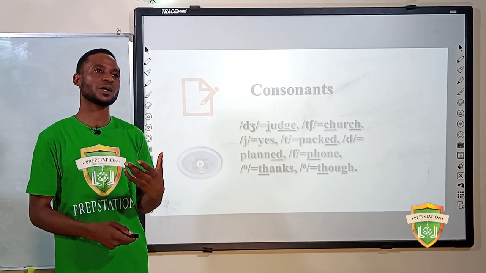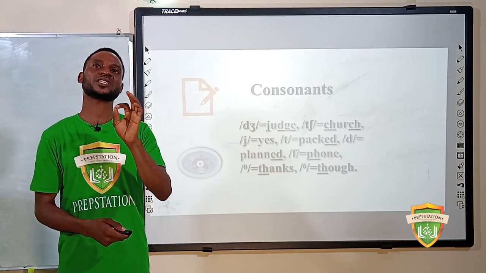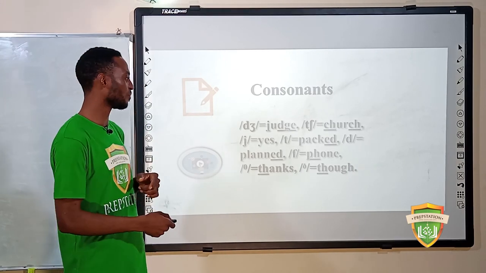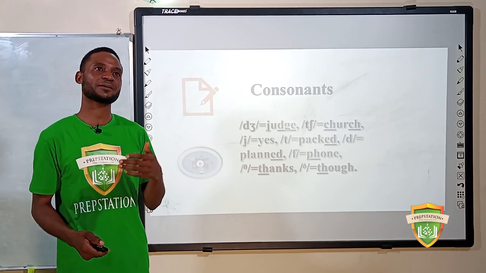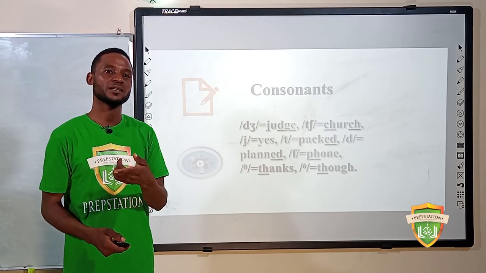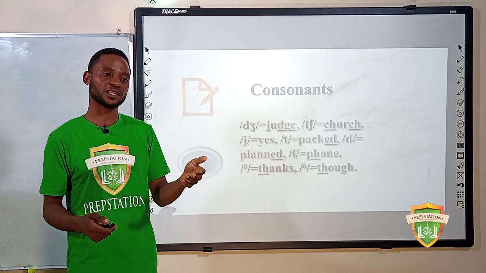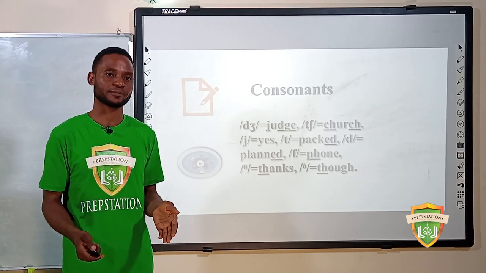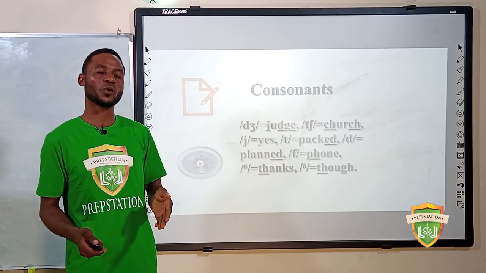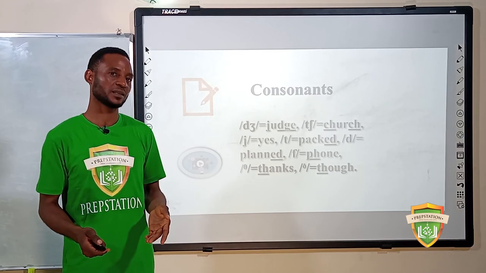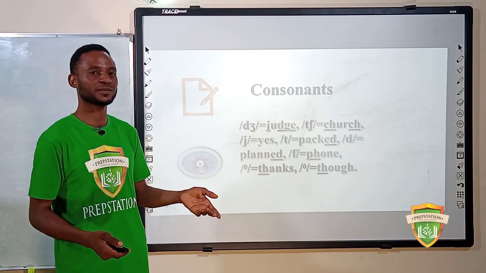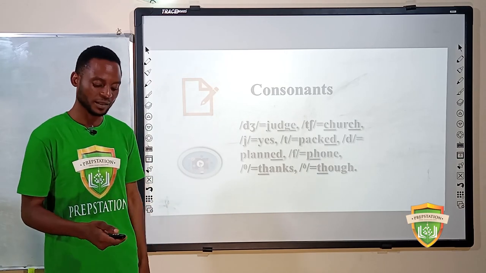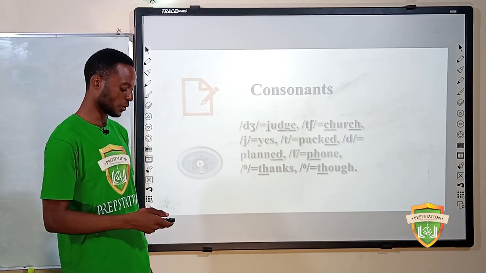But then there are some words where you have letters TH, yet none of these will be realized, either this or that. For instance, you have THYME. It's pronounced as time. You have THOMAS. It's pronounced Thomas. So you have to take note of these things. These are some of the exceptions that you will have to take note of.